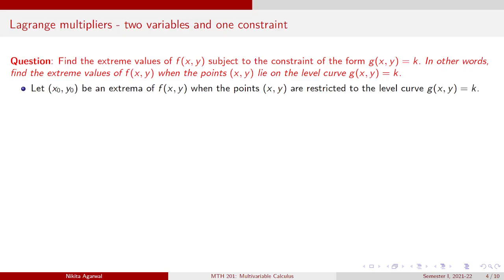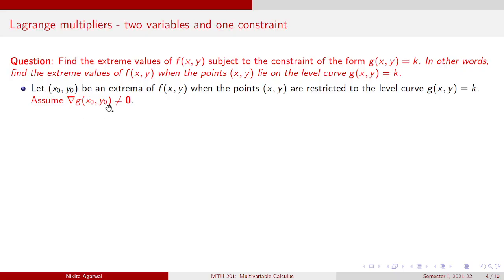So let us see how to. This slide is basically going to be why the Lagrange multiplier method works, which will be studied on the next slide. So I'm just giving you the background. Okay. So let (x naught, y naught) be an extrema of f(x,y) where the points (x,y) are restricted to the level curve. So suppose this is the extrema. Now assume, and this is an important assumption, that on the level curve at this point the gradient of g at (x naught, y naught) is non-zero.